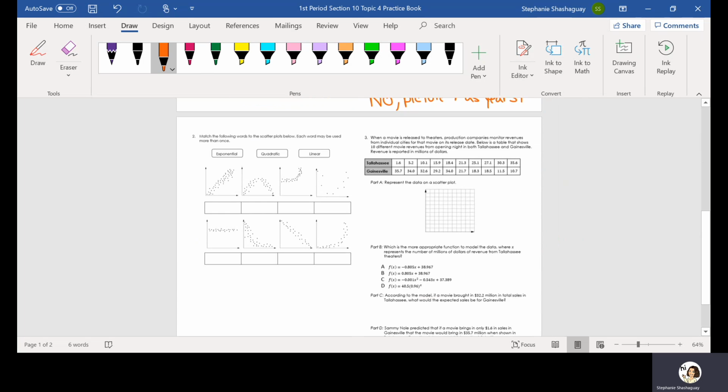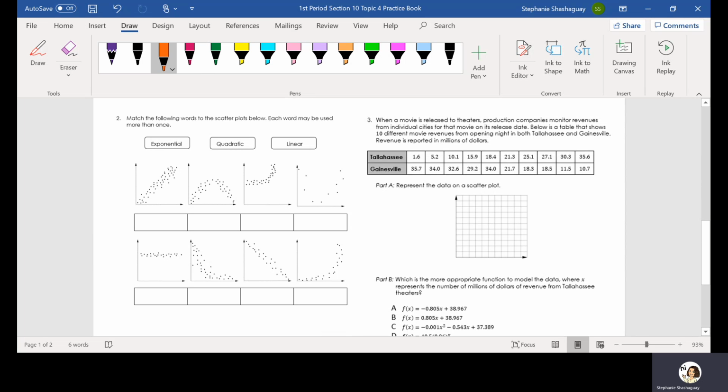Let's move on to question 2. Okay, question 2 has multiple parts. It says match the following words to the scatter plots below. Each word may be used more than once. Now I went a little bit further and I wanted you to identify if it was positive or negative, not just exponential, quadratic, or linear. So looking at this data for this first graph, that is definitely a positive linear function that would be the best fit. That's the correlation, okay? I look at this next one. Well, that is definitely a quadratic. And remember from our notes yesterday, if it's opening down, it is a negative quadratic function. So negative.